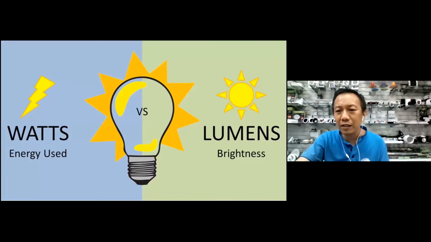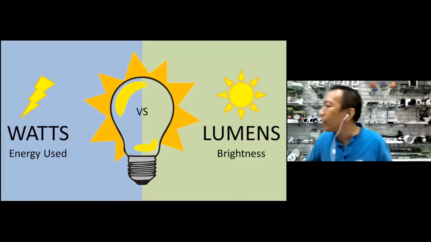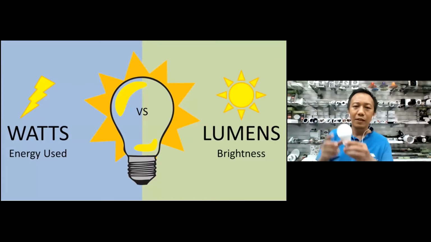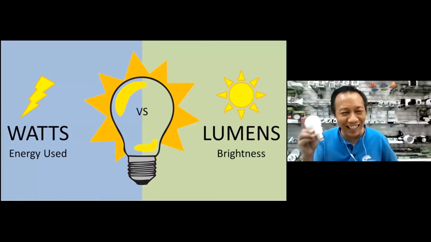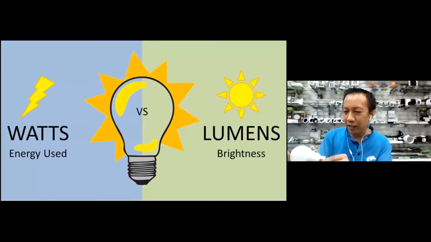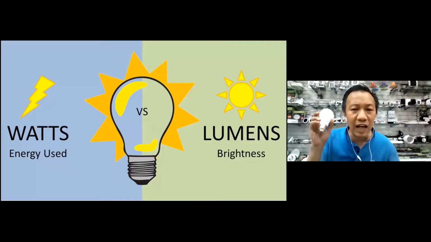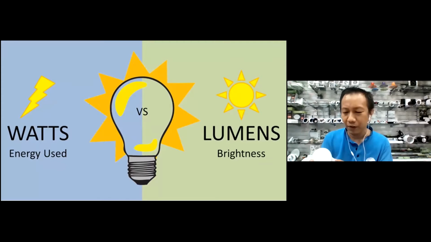Sa panahon ngayon ng LED, so yung watts is basically energy use. Yung lumens, yun ang tingnan mo, yung lumens. Yun yung brightness niya. For example, this one is 7 watts, for example. 700 lumens. Okay.